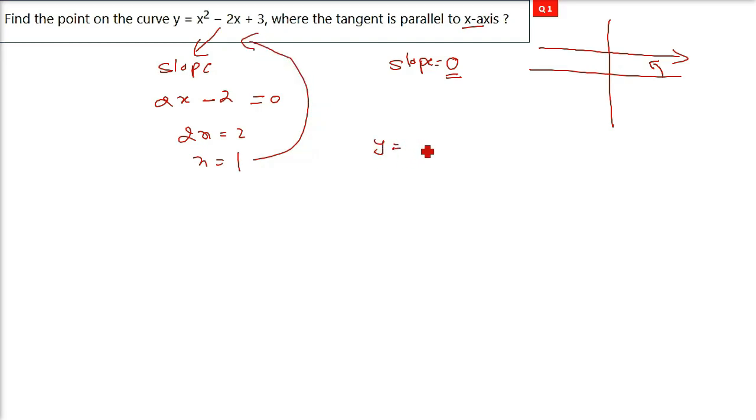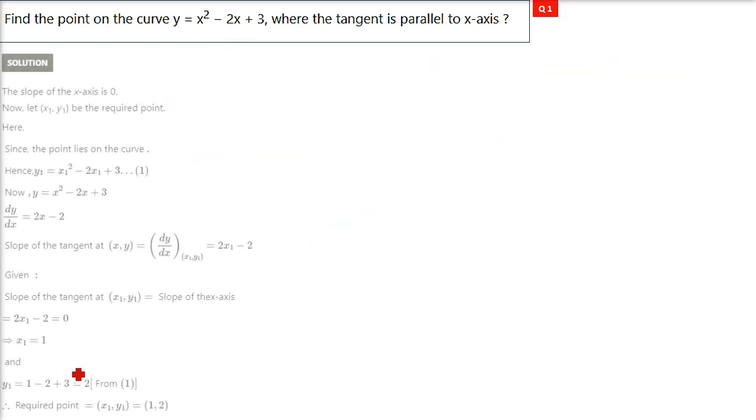So we put it here. y will be equal to 1 square minus 2 into 1. I'm just placing this x in the original equation in order to find out the y. y will be minus 1. So this is the point 1 comma minus 1. Now this is the reference solution for you if you want to pursue it yourself.